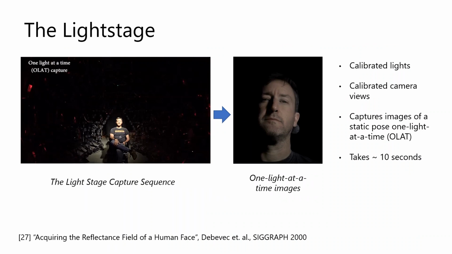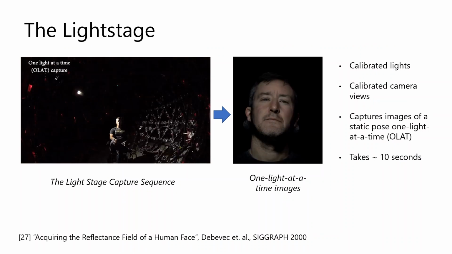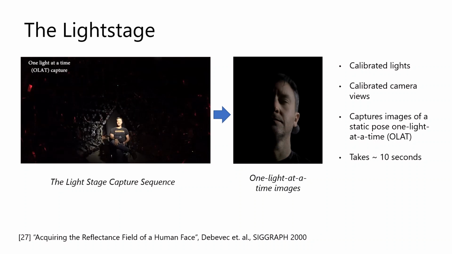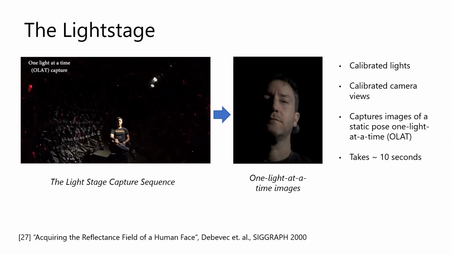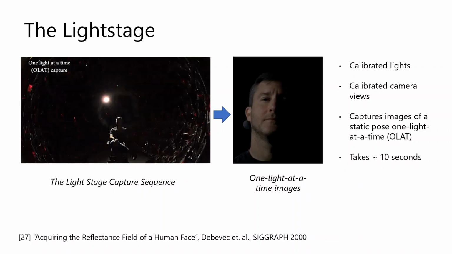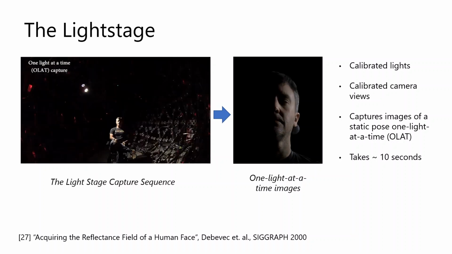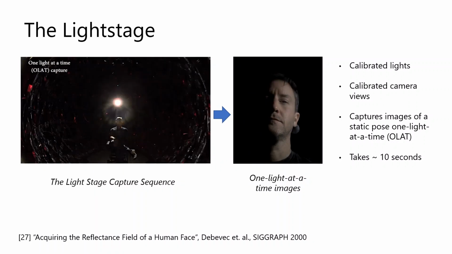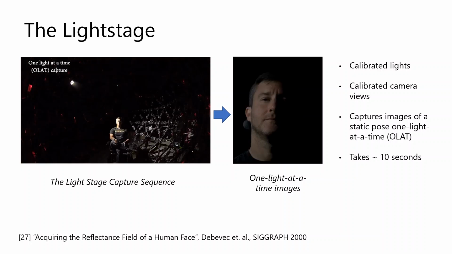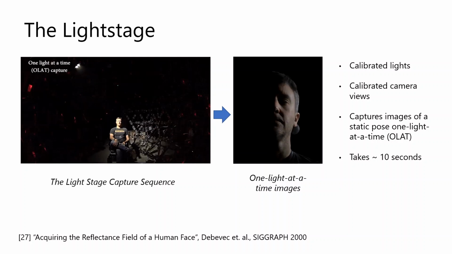So let me first briefly introduce the light stage. A light stage is a studio device consisting of calibrated lights and cameras that cover a capture volume. The way the light stage works is it captures multi-view images of a person in a static pose by switching on one light at a time. While this technique is great for capturing a static face, obviously capturing such OLAT data for video or of a facial performance is impossible because we cannot switch through all the lights of the light stage at a fast enough rate for each frame of the video.